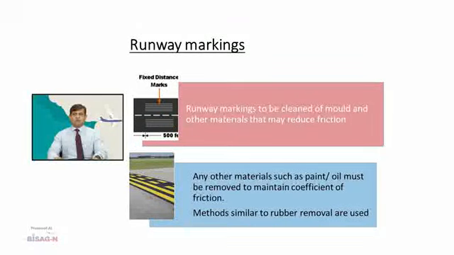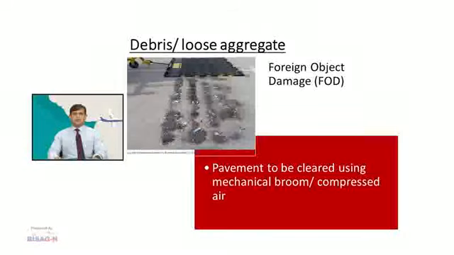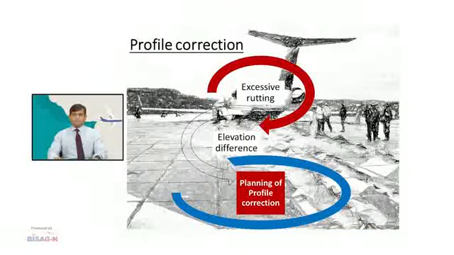Regular assessment of runway markings and removal of extra material staining the runway is also considered essential for seamless operations. Regular cleaning of the pavement using mechanical brooms or compressed air has to be incorporated into the routine maintenance to avoid runway excursions and foreign object damage. Over a period of time, the pavement may see excessive rutting on the surface or even elevation difference. These may be indicators to plan profile correction of the runway.